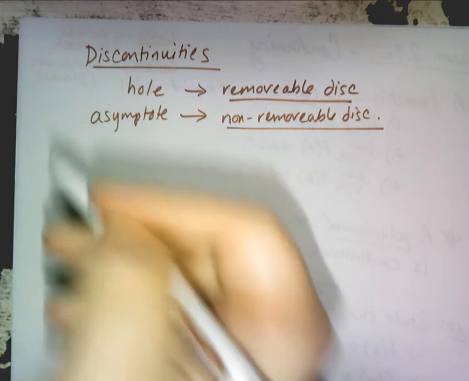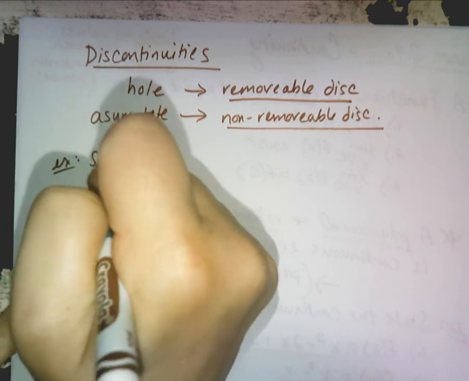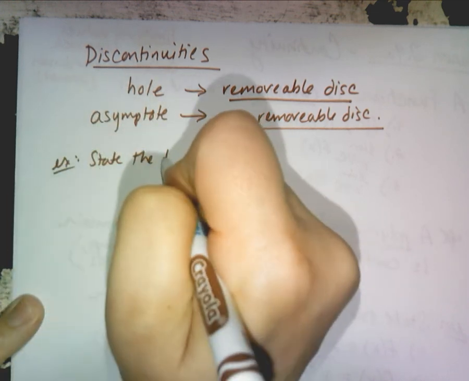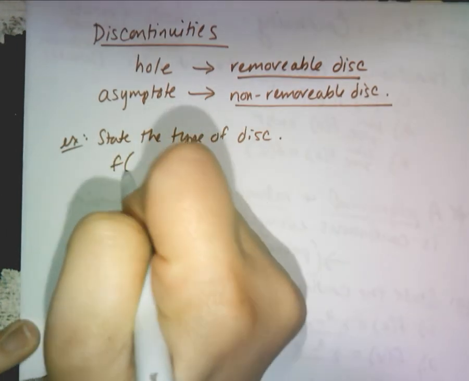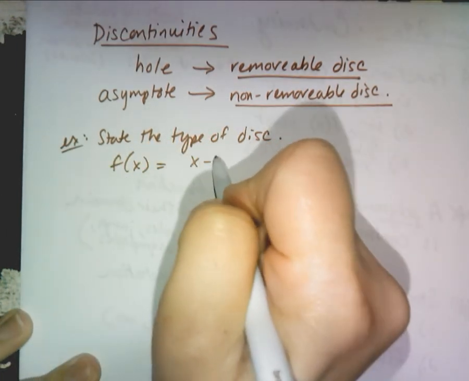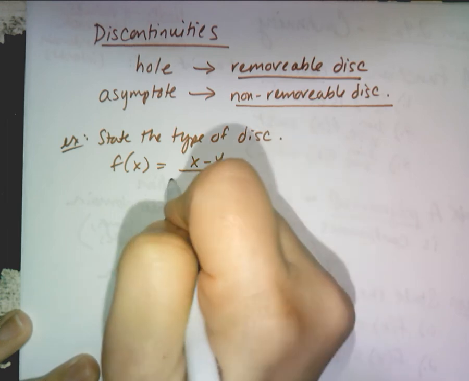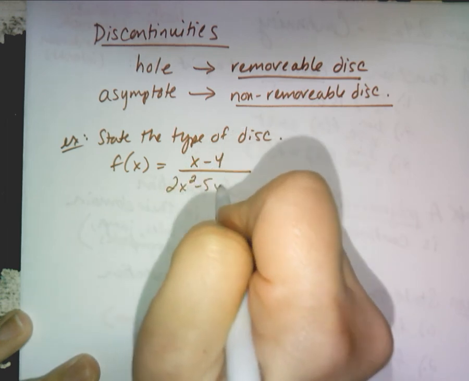That's all it'll mean. So for example, state the type of discontinuity. And they'll give you a function: x minus 4 over 2x squared minus 5x minus 12.